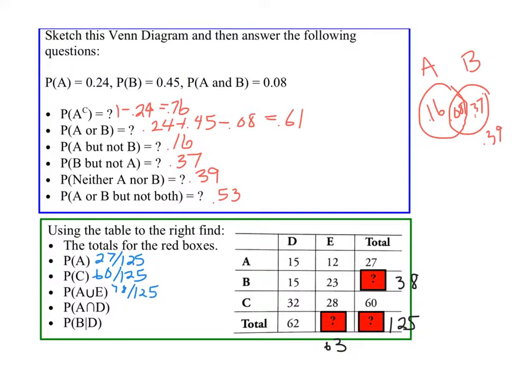Probability of A and D. So now we just go to this right here. It's this group. So 15 out of 125. And finally, I always go to the formula here. The probability of B given D is the probability of B and D over the probability of D. So the probability of B and D is 15 out of 125. And the probability of D by itself is 62 out of 125. You could reduce that to be 15 out of 62.